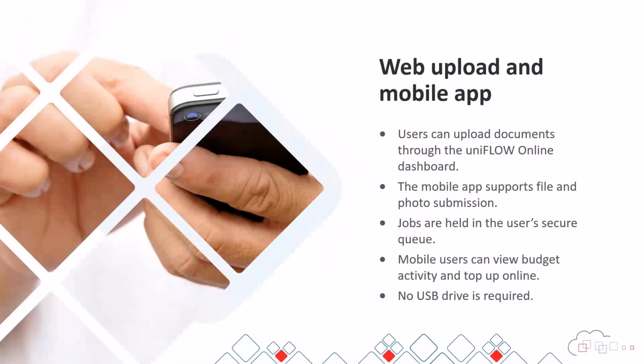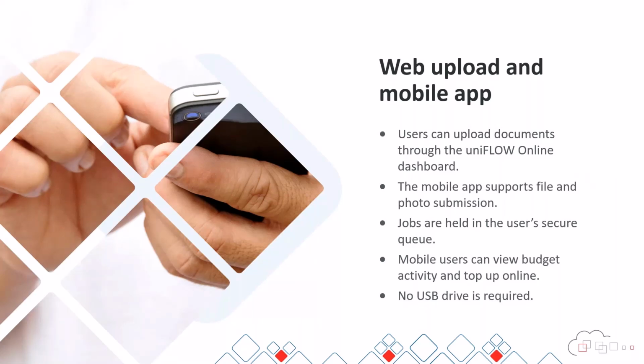Now, web upload gives users a simple way to submit documents through the uniFLOW Online dashboard. They can upload a file from their laptop, tablet, or phone, and the job is added ready for release at the connected device. The uniFLOW Online Print and Scan app also provides another mobile option. Users can submit documents, files, or images from their phone, then authenticate at the device when they are ready to print.